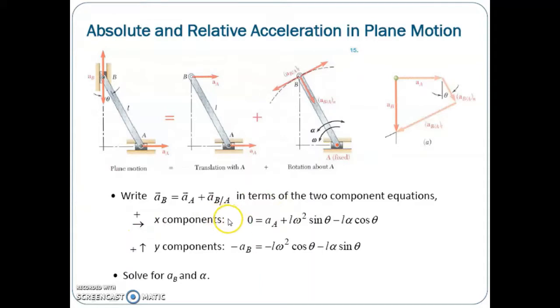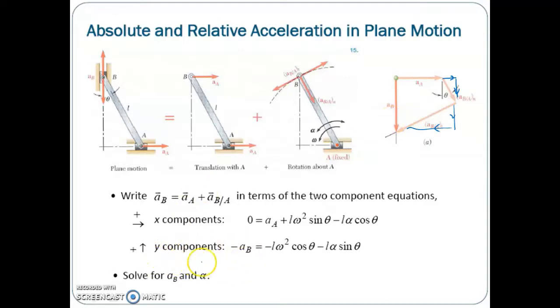X components here, our AB is 0. Then we have our AA in x components. Then we have our so-called L omega square sine theta, which can be decomposed into these components, right? And this can also be decomposed into these components. Then we have our AA plus this component in x components minus these particular components, all right, then equals to 0. AB, we don't have horizontal components, x components.